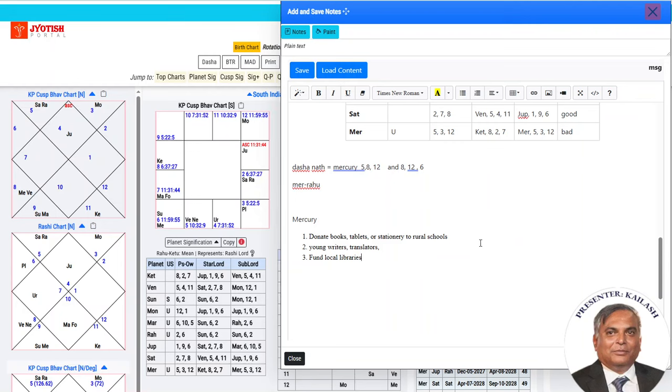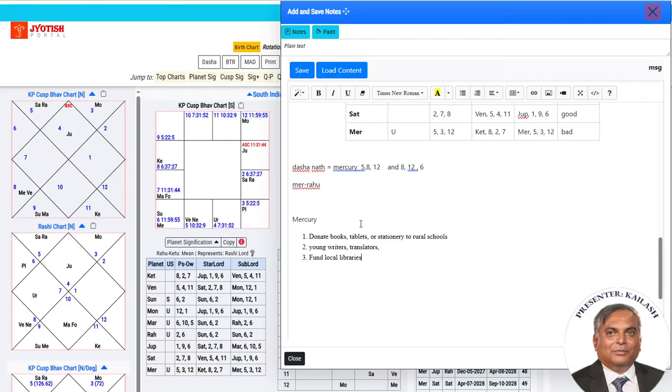So this is for the Mercury. Now in the Google Meet discussion, this came up: should one go to school and distribute chocolates to the young students? No, that should not be done. Mercury has nothing to do with chocolates. Mercury has to do with books, stationery, writing, translation, communication, those kinds of things. So keep that in mind. And the recipient, or the person who should be accepting the donation, must be of young age. So that is for the Mercury.